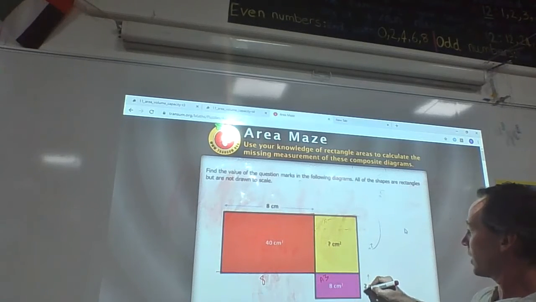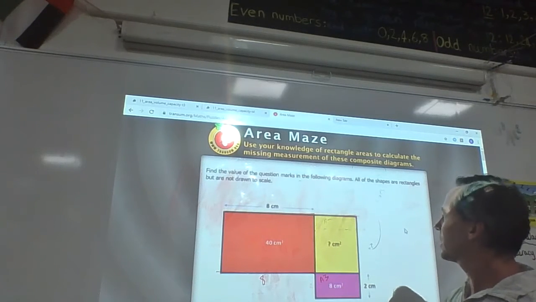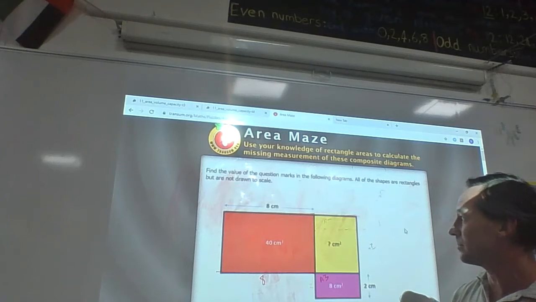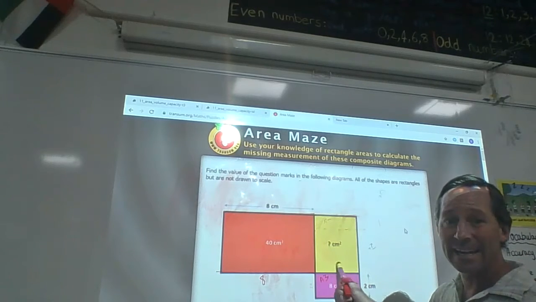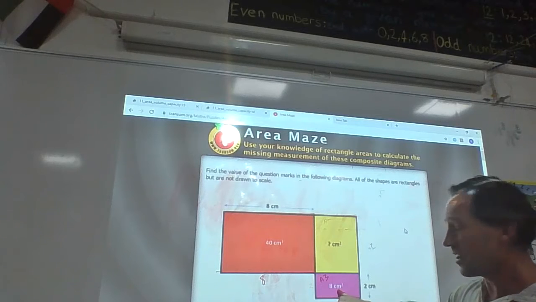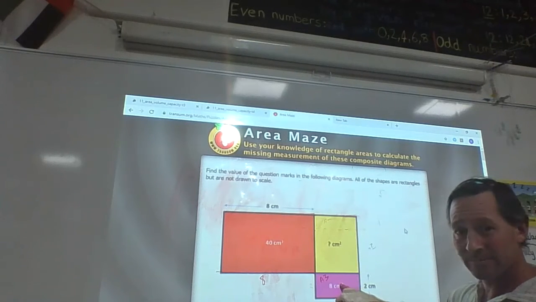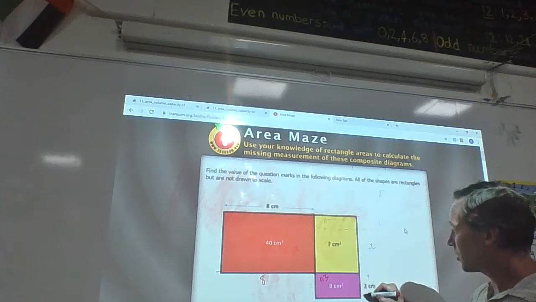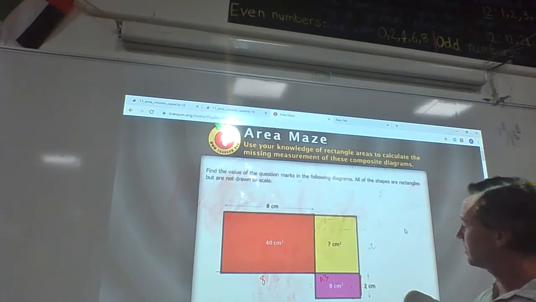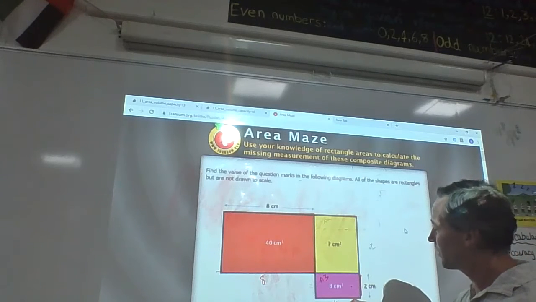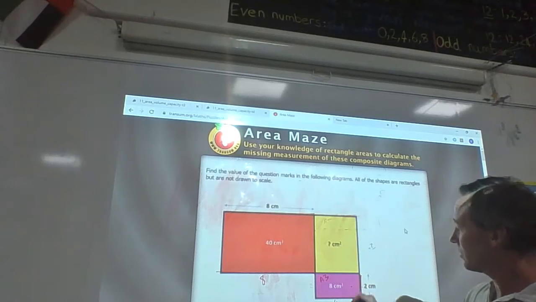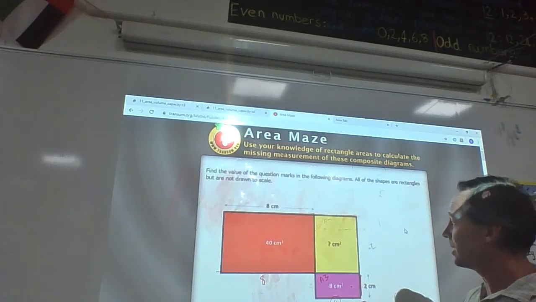Now, this one's got 2 along here, so this must be 2 along here. It doesn't say anything along here. So what do you think we might do to work that one out? We can't do anything here yet, because there's no information really. You've got 8 centimetres inside here, that's squared. So we've got 2 along here, so 2 times what would equal 8? 4. 8 divided by 4 is 2.